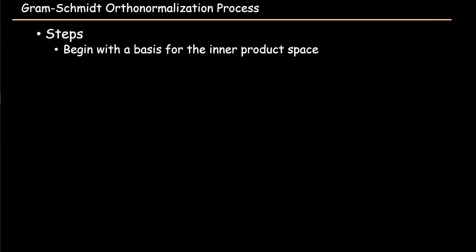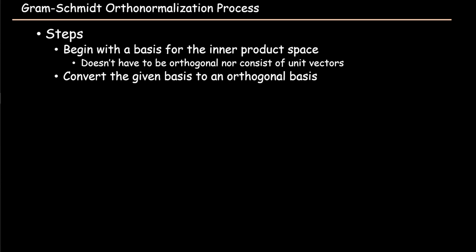So you begin with a basis of an inner product space. They don't have to be orthogonal nor consist of unit vectors, because what we're going to do is find vectors that are orthogonal, and then convert them into unit vectors. The next step would be to convert the given basis into an orthogonal basis.